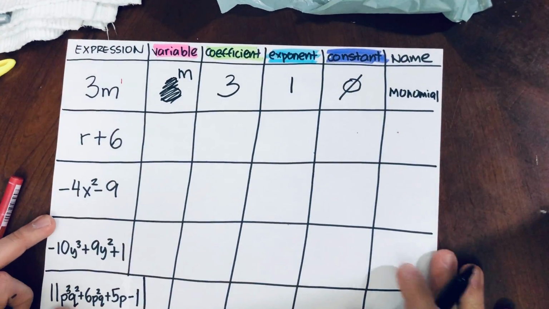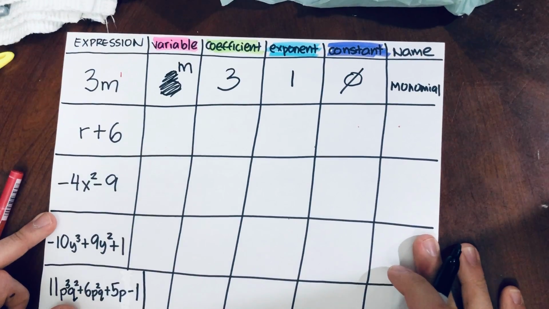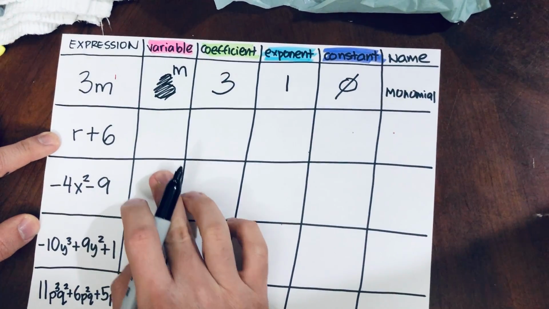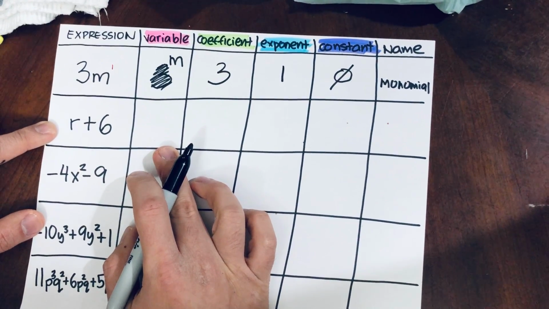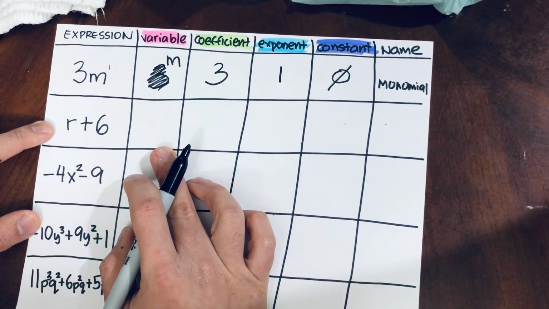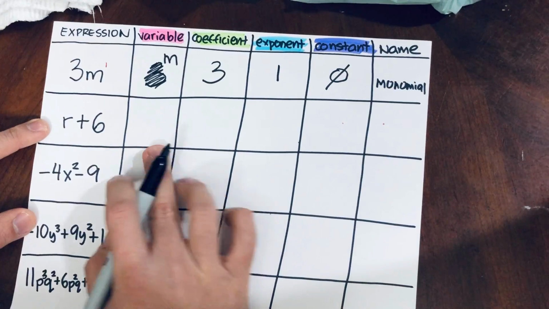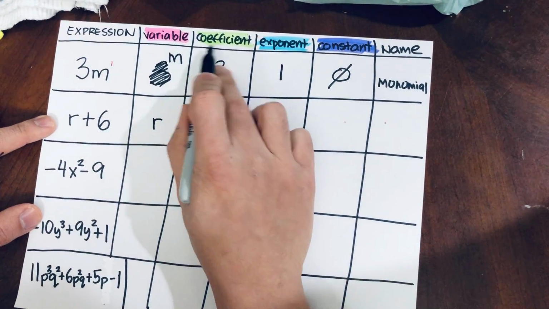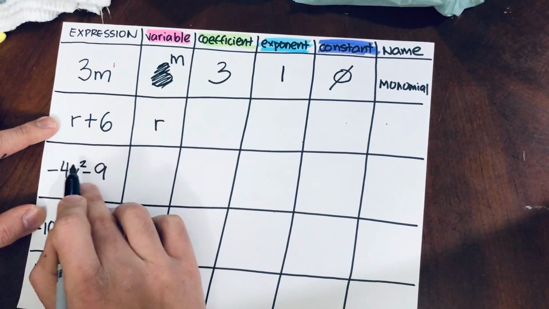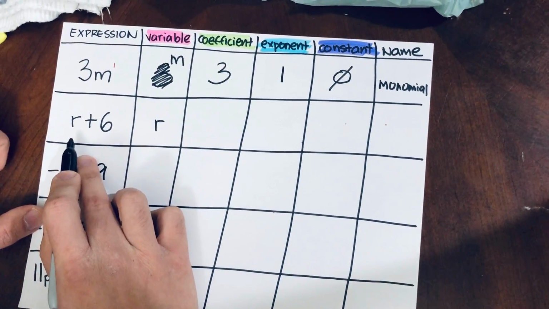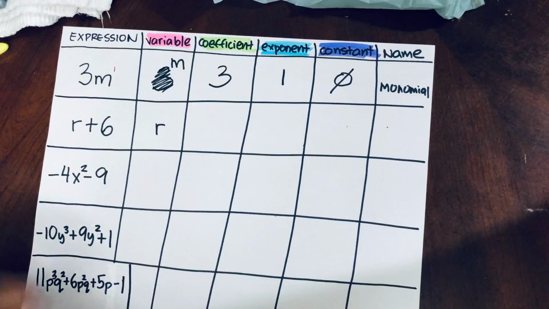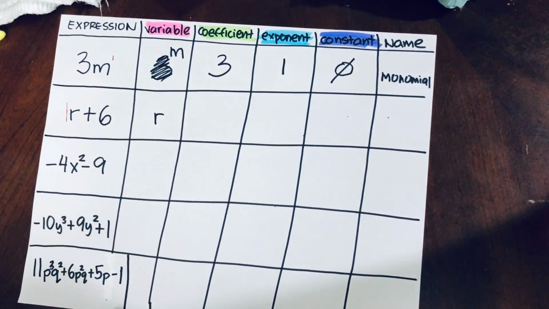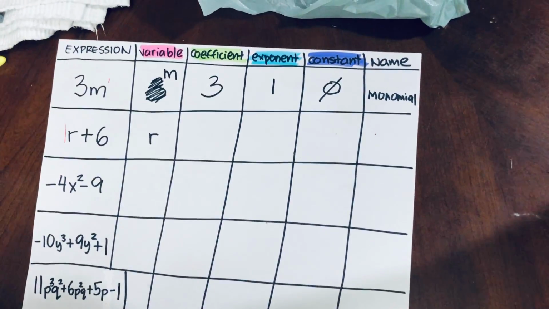How is this so far? Pretty good? All right, so let's look at the second question, r plus 6. Now, let's look at the variable. What is the variable for r plus 6? A variable is usually a letter. If you said r, you are correct. Now, for coefficient, coefficient is a number used to multiply a variable. Technically, there is the number 1 next to r. So because of this, my coefficient is 1.